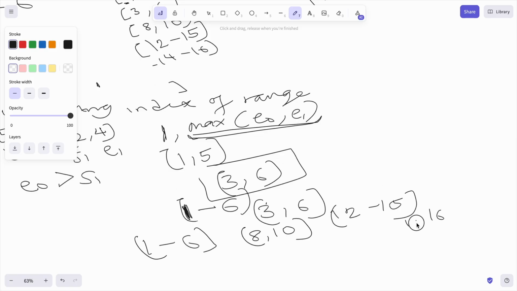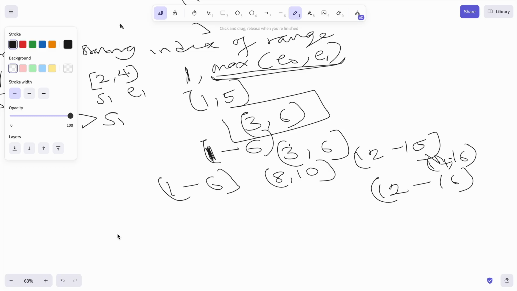Is the ending index of 12, 15 greater than the starting index of 14, 16? Yes, it is. So we can merge these two together. And once we merge, what do we have? Remember the same thing: we pick the max of the last two, so we end up with 12, 16.